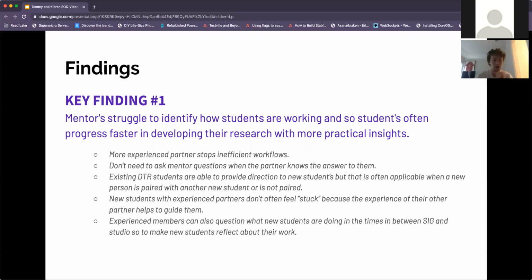We got a lot of information from how students in pairs were working with more experienced partners, being able to stop inefficient workflows and cut out a lot of the area for confusion. If you already know what to do in research and you're working with somebody who doesn't, you can guide them along the right path. And we saw a big disparity between how more experienced members and newer students were working.